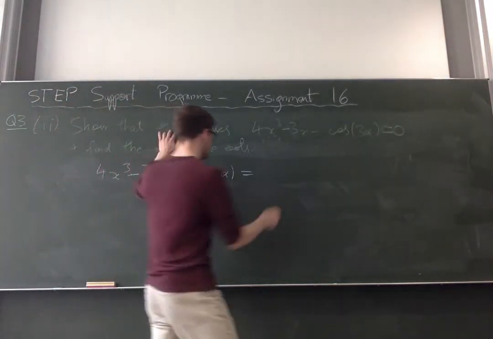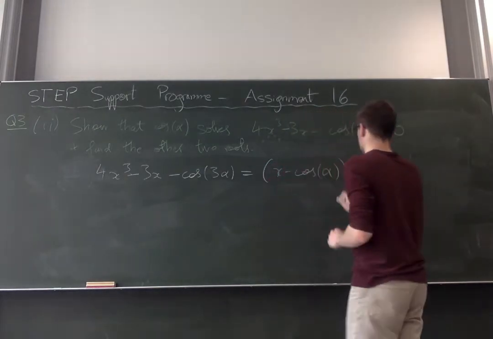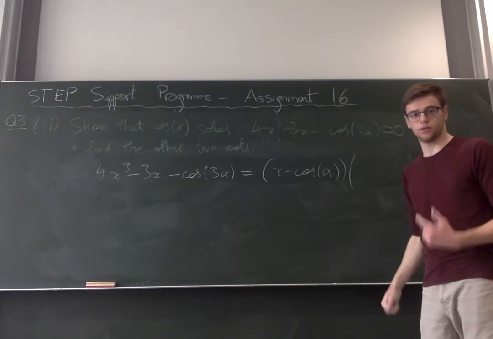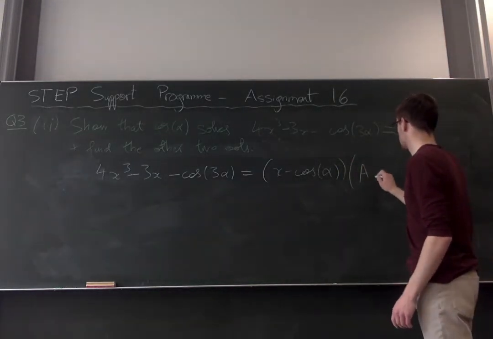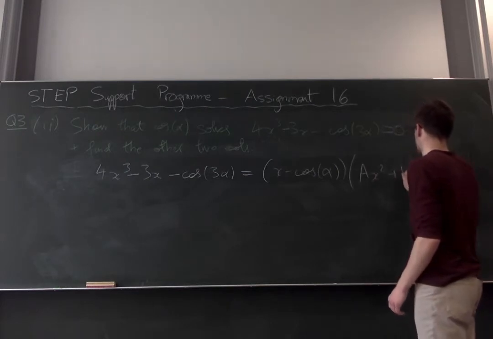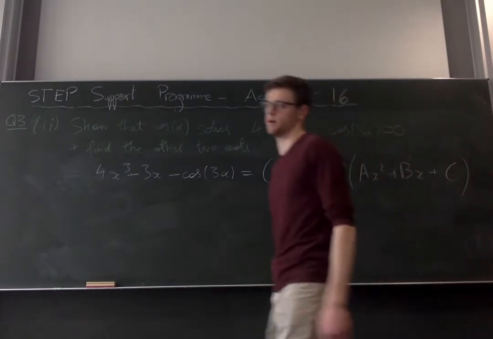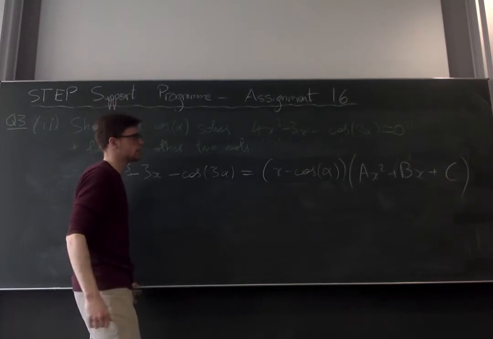Now we know one of the roots already. We don't know the other two, but we know that they're going to form a quadratic, when you multiply the other two terms together. So I'm just going to call this quadratic A x squared plus B x plus C, where A, B, and C are just going to be numbers, complex numbers or real numbers.